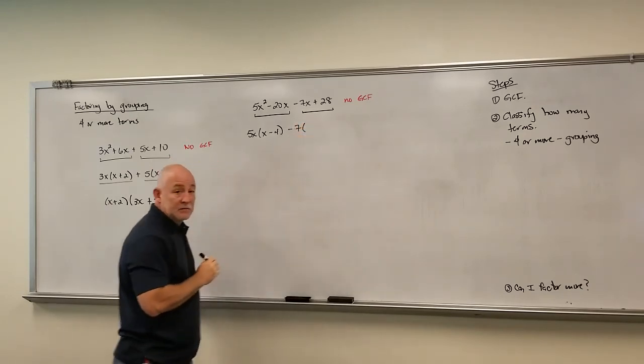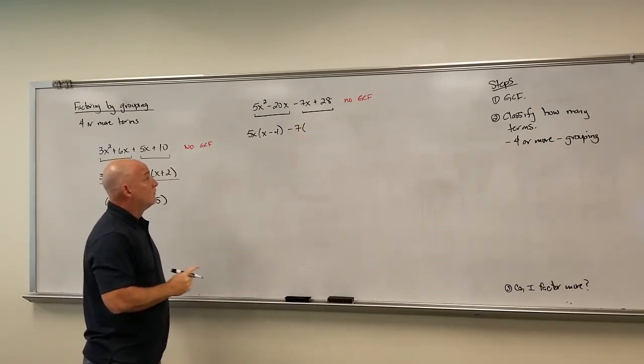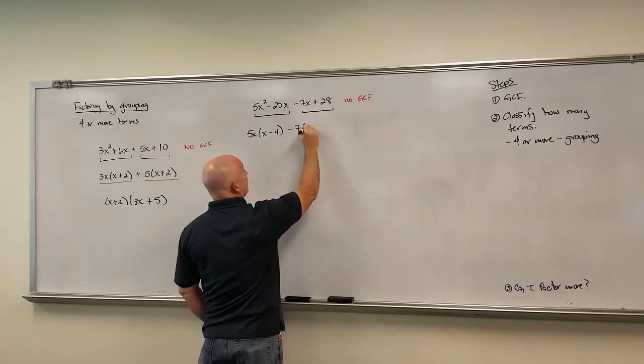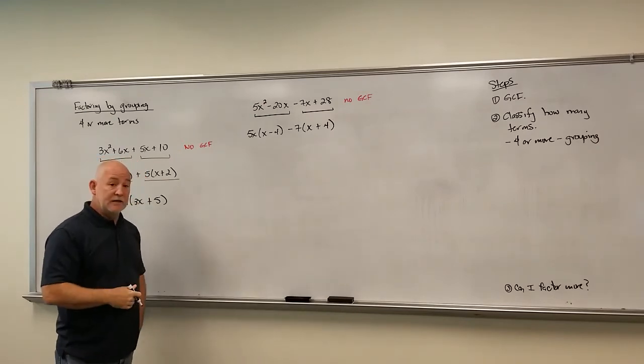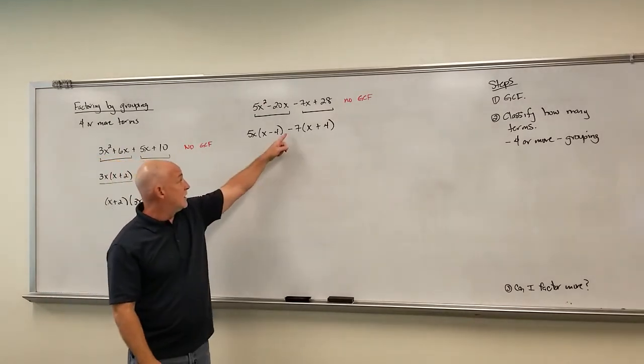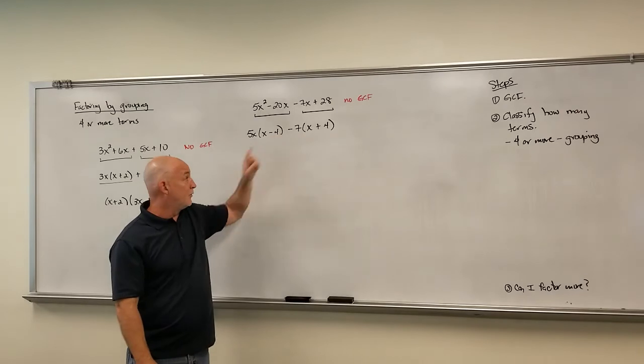Now I'm about to make a mistake, so don't write this down. If you say a 7, if you factor out the 7, you'd have an x plus 4. Because we thought about that as a 7. It's really not a 7, it's a negative 7, right? But if we thought about it as 7.